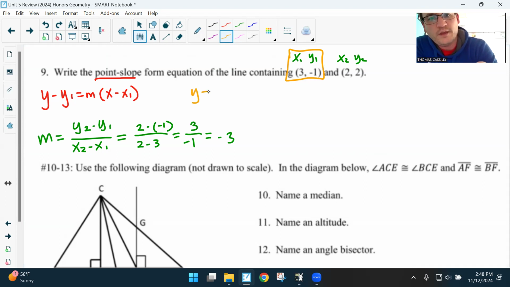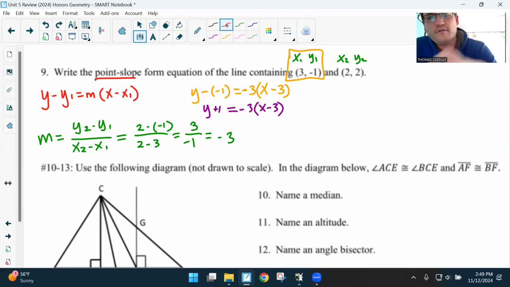Y minus y1, so y minus -1 equals m. Well, we just found the slope. The slope is -3. So -3, and then we have x minus 3. All right, that's perfect. If you leave it just like that, full points, you answered the question. All right. Now, the only thing I would recommend, just a personal preference thing, minusing a negative looks bad, so I'm going to call it a plus. All right, so y plus 1 equals -3, and then x minus 3.